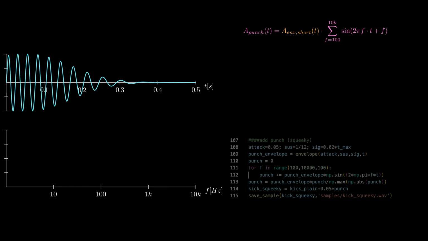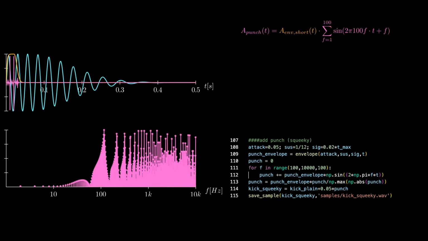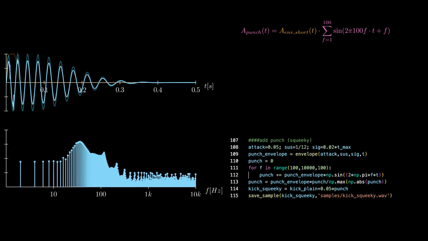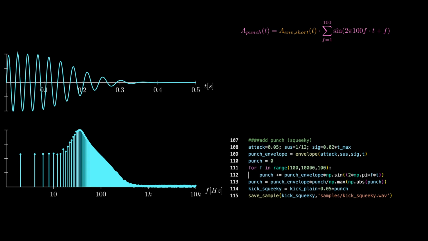So maybe use a few less frequencies. This way they should not cancel out, but we still have more high-end information. Like, we only use every 100th Hertz. This sucks. Now the ping at the start is rather squeaking.